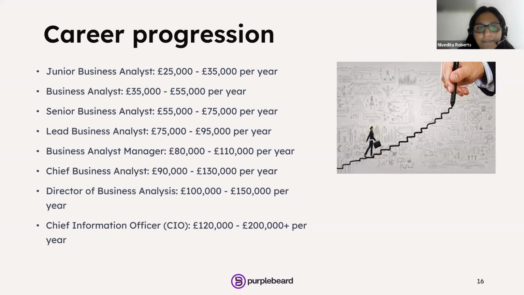And you will keep learning, and that's how you keep growing. So your role will not just stop at being a simple business analyst. You can be a director of business analysis, or you can even end up as a chief information officer. And the pay scales, definitely there is a lot of scope of progress as far as this career is concerned.